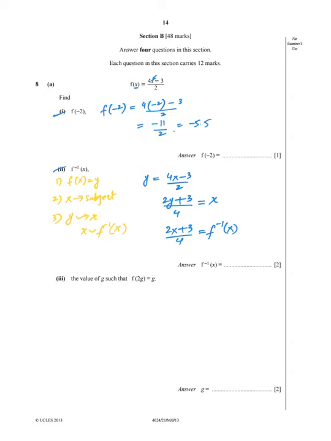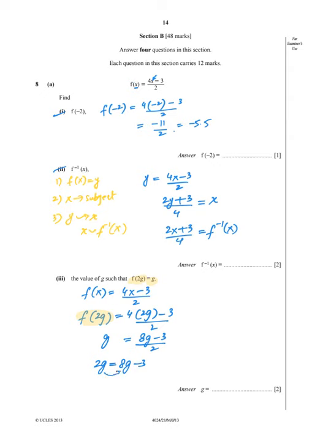Alright. In the last part, it says find the value of g such that f of 2g equals g. So if you have f of x equals 4x minus 3, divided by 2, as given in the question, and I replace x by 2g, that will be 4 times 2g minus 3, divided by 2. 4 into 2g is 8g minus 3, divided by 2. And the value of f of 2g is equal to g, and I'm going to use that value here. So f of 2g equals g. So now you need to do the cross multiplication. 2g equals 8g minus 3.